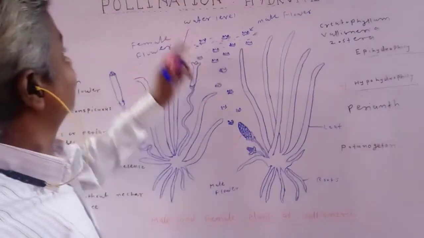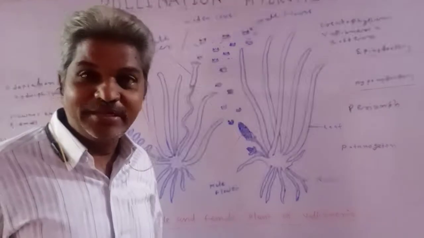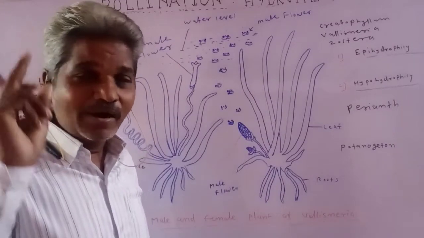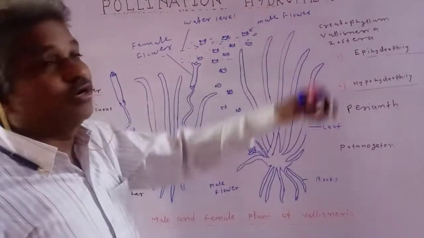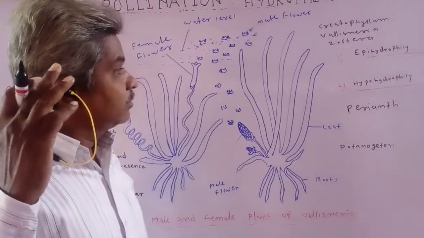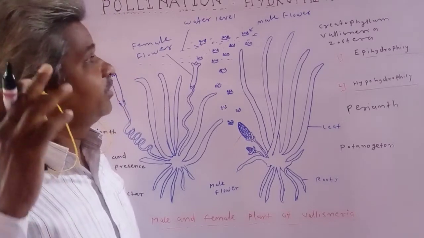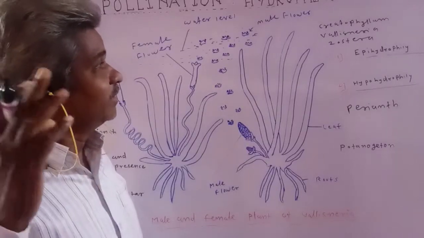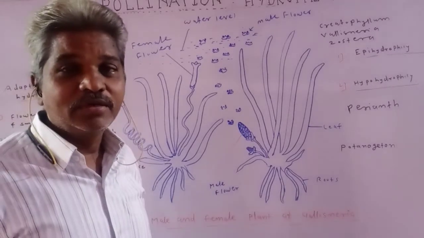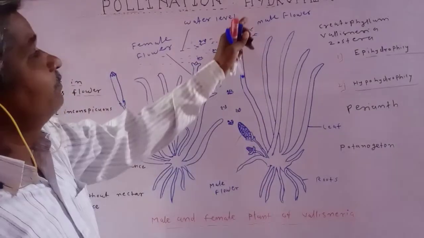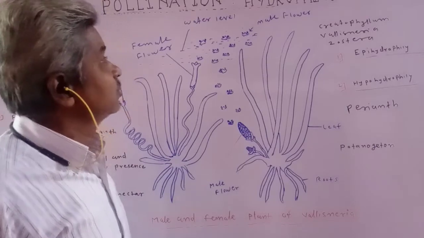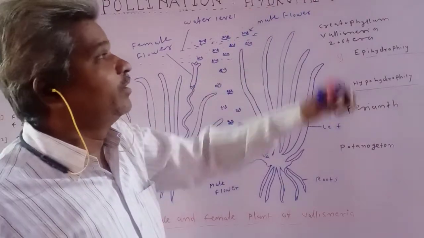Now we are going to discuss hydrophily. What is hydrophily? When pollination takes place with the help of water, such type of pollination is called hydrophily. Here the pollinating agent is water, and water is an abiotic component of the environment. So when pollination takes place with the help of an abiotic factor, that is water, such pollination is called hydrophily.